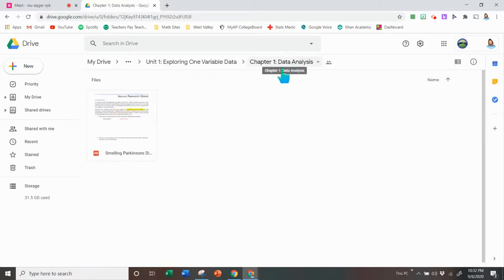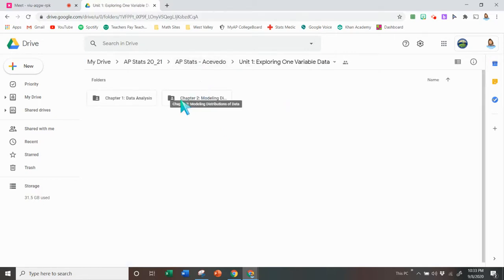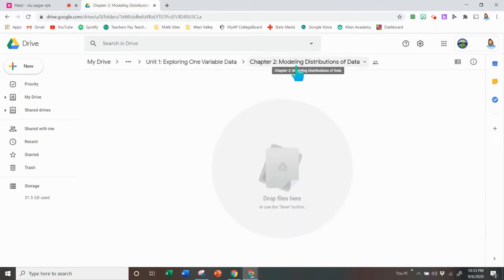I have mine elsewhere, but all of your Chapter 1 stuff for data analysis, so smelling Parkinson's, how many shoes there are, how many shoes you own, where do I stand, all of the activities that we did should be in this folder along with your FRQ exam and Unit 1 multiple choice exam. And Chapter 2, which we're starting today, is called Modeling Distributions of Data. So here's where all your Chapter 2 stuff is going to go.